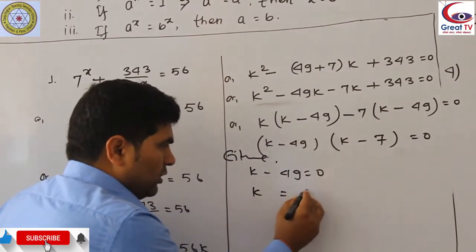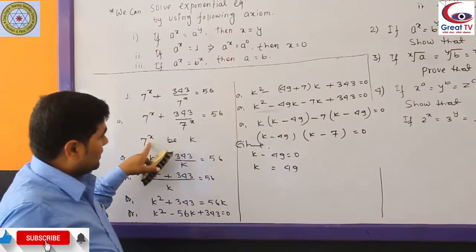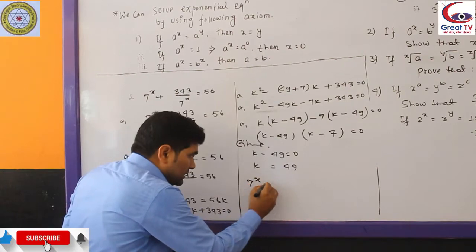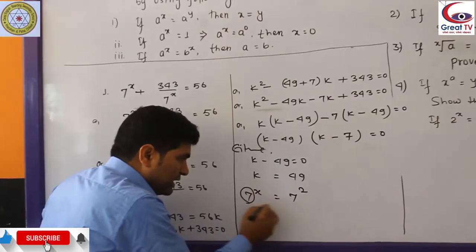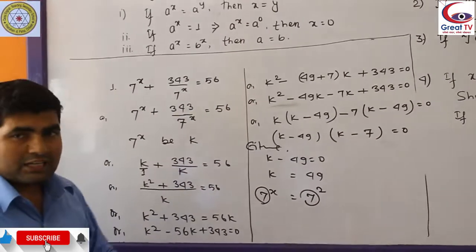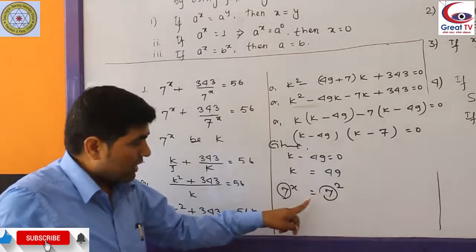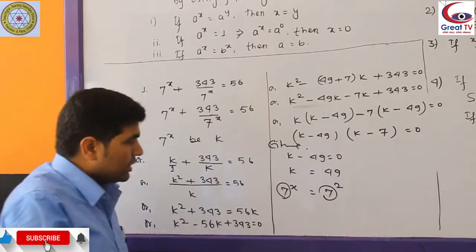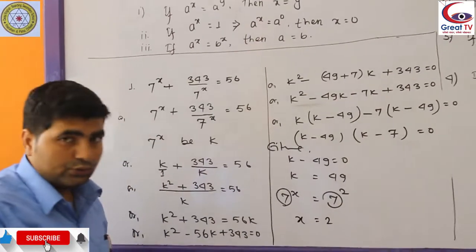Then the value of k equal to 49, we can write that 7 power x equal to 49 means 7 power 2. Now we can use the axiom of exponential equation: the bases are equal, so we can equate the powers. Therefore the value of x equal to 2.